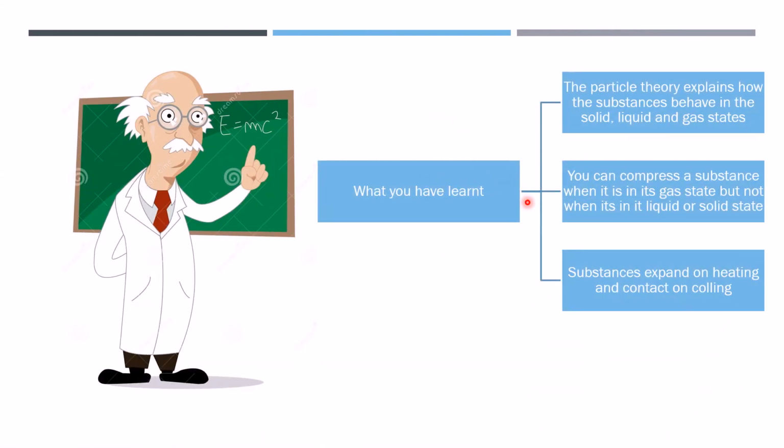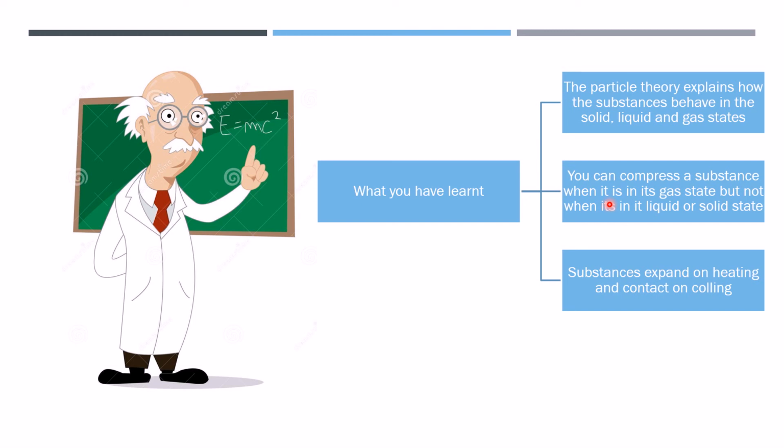Now, what we have learned, okay. So these are some very important points. You can note them down if you like, but it's better if you learn them with me. The particle theory explains how substances behave in solid, liquid, and gas. So for the first slide, we give this explanation. This is the summary of the first slide I showed you, where it said about the particle theory. What is the particle theory? Then about solid, liquid, gas, and about compressing the substances.